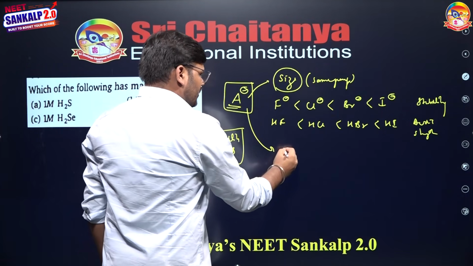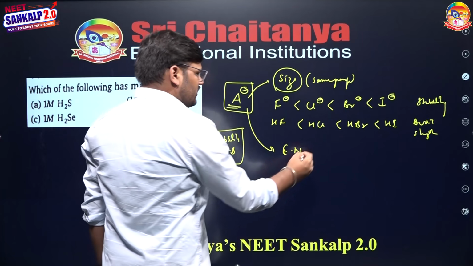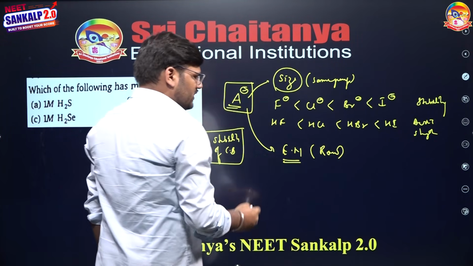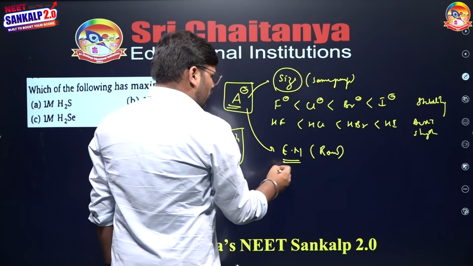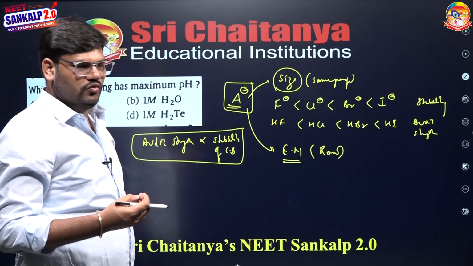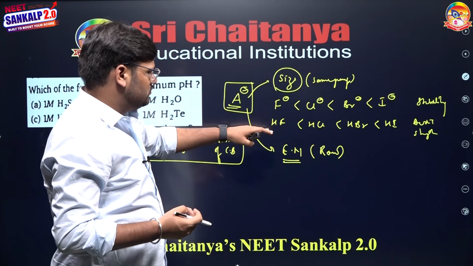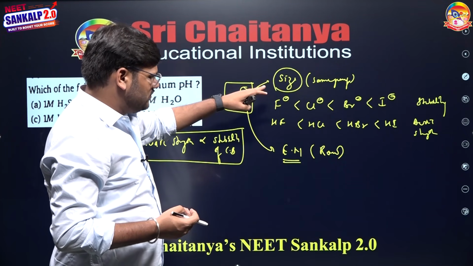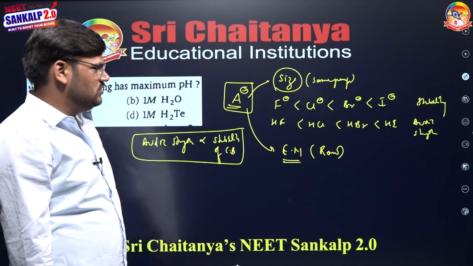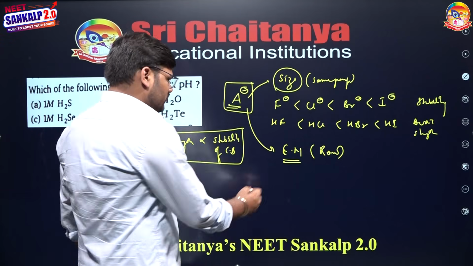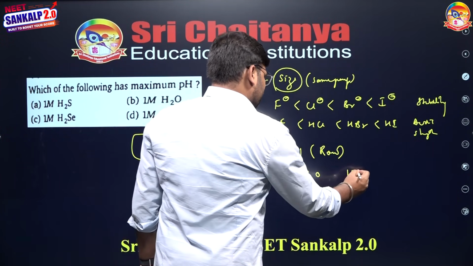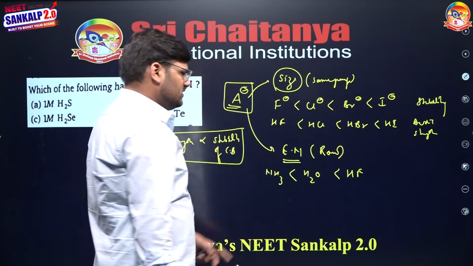Now if the sizes are the same, or you can say if all the given acids belong to the same row, then we will check electronegativity. Higher the electronegativity, the more the stability of A minus will be. But first we need to take size. Size is the important factor for us. Then electronegativity. So among NH3, H2O and HF, HF is more acidic because its conjugate base will be more electronegative.